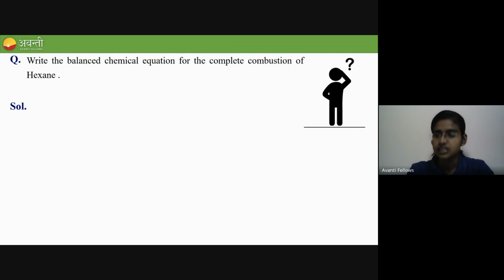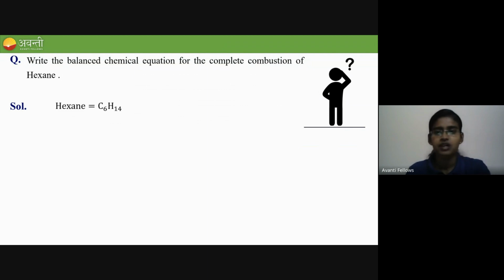C6, yeah, C6H14. Very good. C6H6, Pradeep? What happened to Pradeep? C6H6 is benzene. Yes, very good, Ankita. It is C6H14. Good. So that is the formula for hexane.